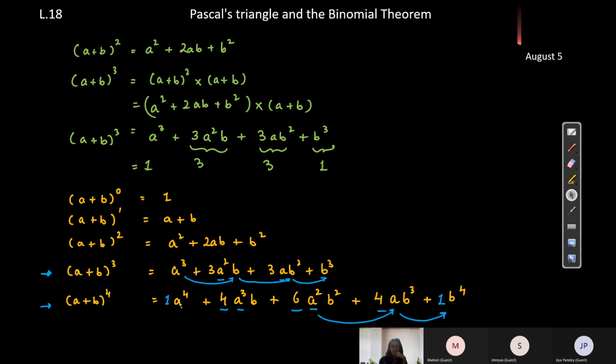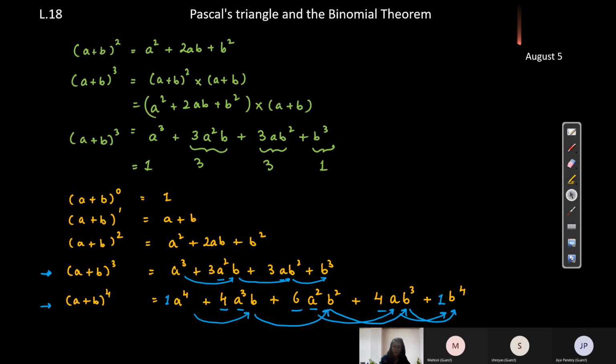Look at this one. There is no b here. Then you get b¹, then b², then b³, and then b^4. The highest exponent will be this one, 4. Are you able to follow this pattern? Yes? Okay, good job.